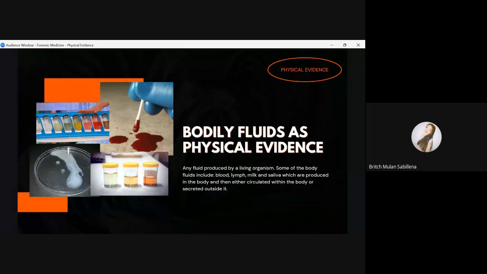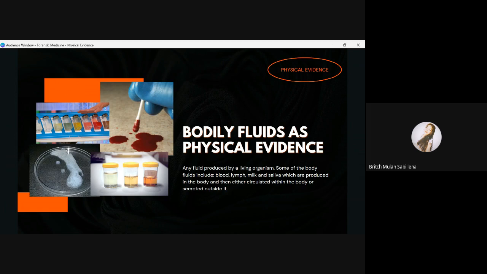Next is bodily fluid as physical evidence. Bodily fluids are a vital component of physical evidence in many criminal investigations. Blood, semen, saliva, and urine are commonly collected and analyzed to provide valuable information about a crime and those involved in it. The analysis of body fluids can help to identify suspects, determine the cause of injury or death, and provide critical information to assist in the prosecution of a criminal case.